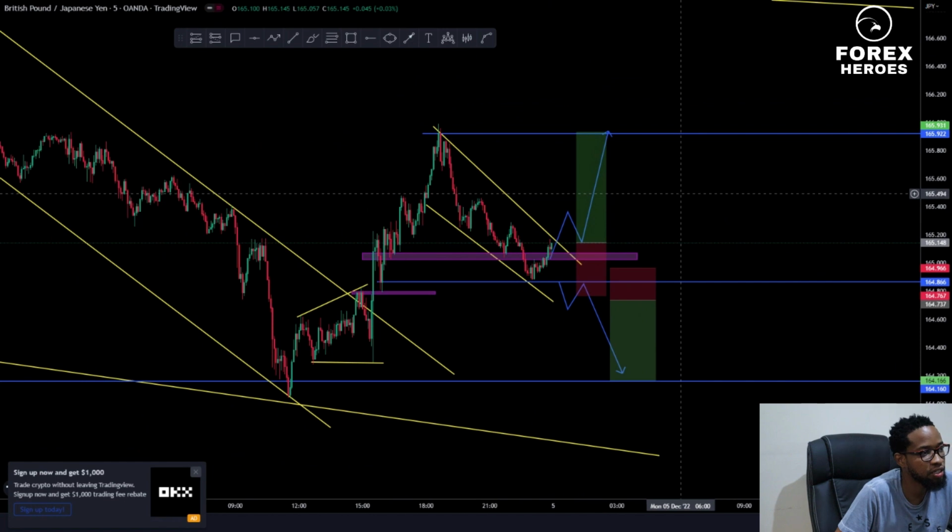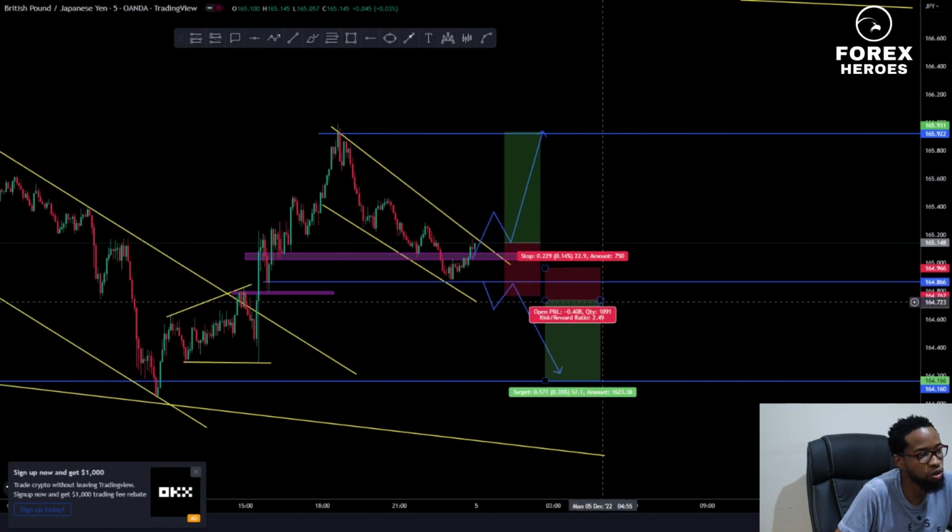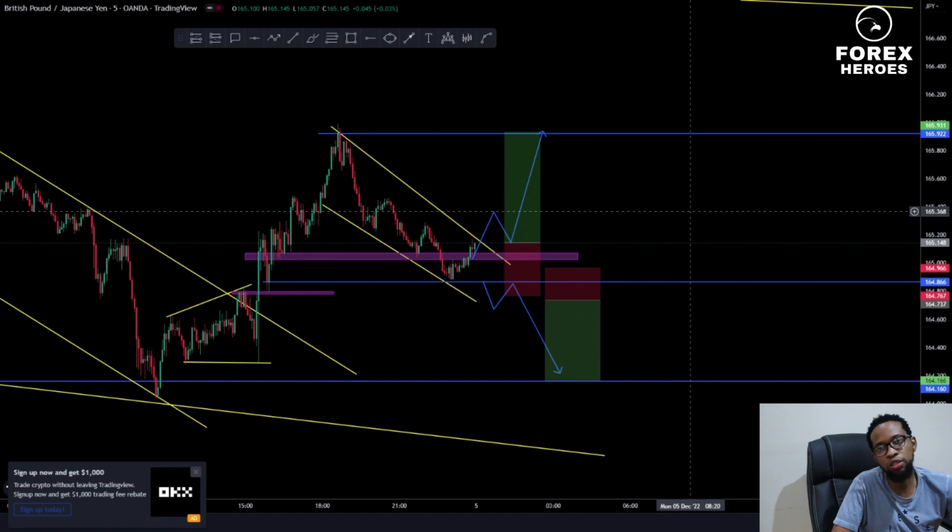So this is just my strategy on assisting you guys to be able to trade and build your small account.